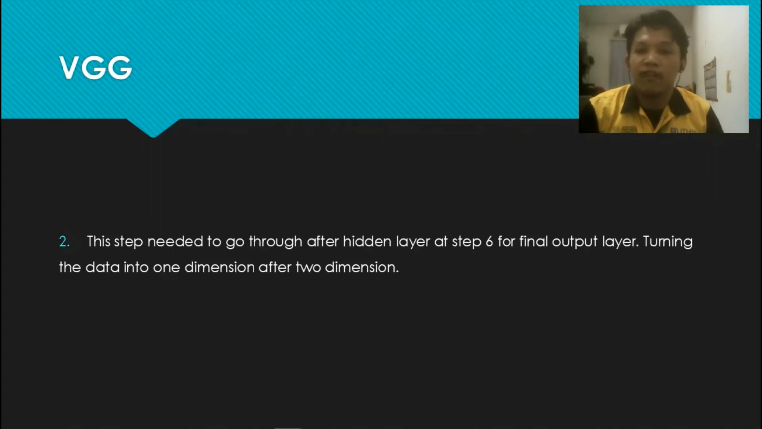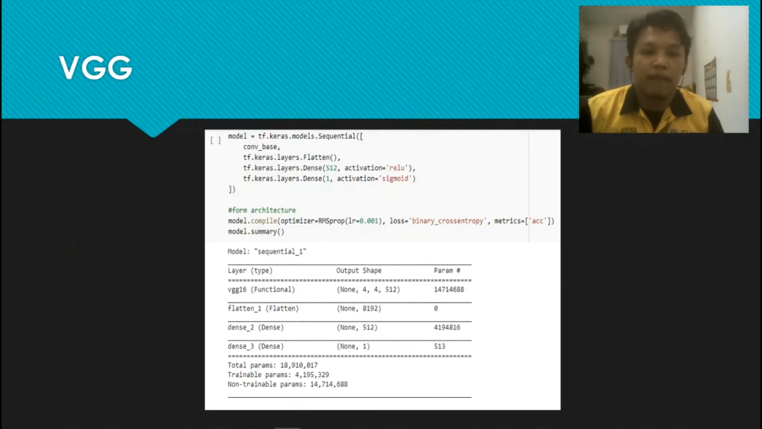For the second step, this step needs to go through after the hidden layer at step 6 for the final output layer, turning the data into one dimension after two dimensions. This is the code for step 2, which will be used after step 6.